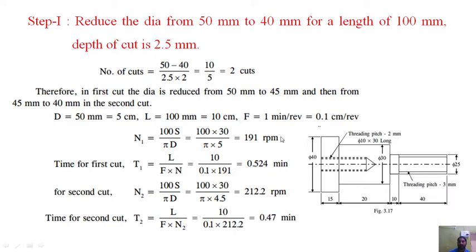This is the time required for turning 50 to 45 millimeter. After that we have to take another cut from 45 to 40 millimeter. For the second cut, N2 is 100 S by pi D. Initially the raw material size was 5, now it has turned to 4.5, so you have to take 4.5 here. The workpiece is rotating at that diameter, so RPM will be 212. Everything remains the same, length and feed, so just substitute N2 here. We get 0.47 minute for the second cut.